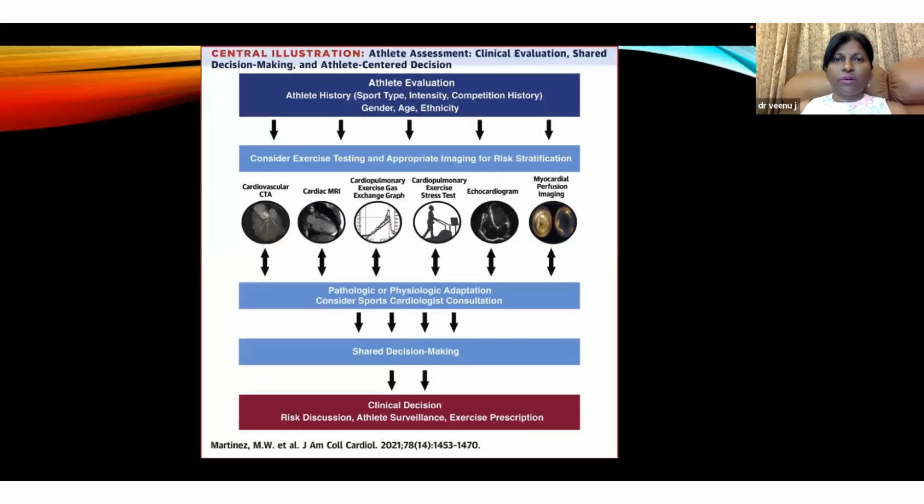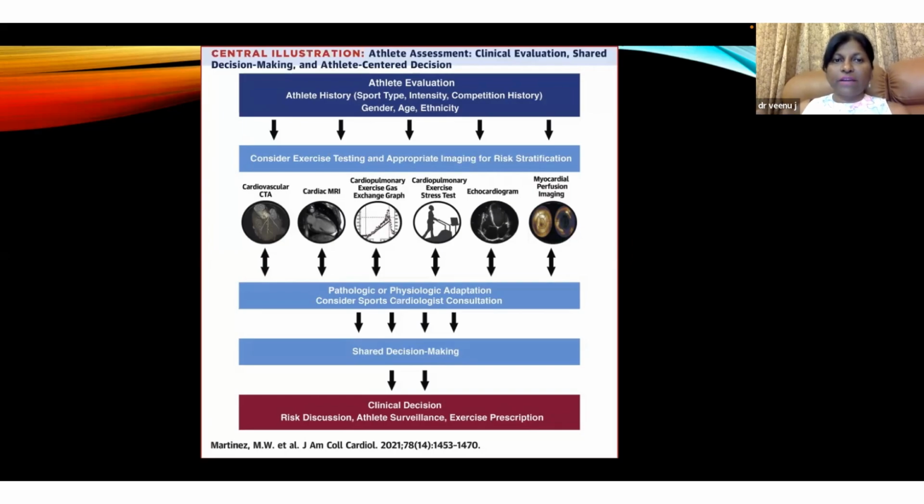So when we look at evaluation of an athlete for decision making, first we are looking at the athletic history. What type of sport? What is the intensity of the sport? And duration. How much duration they are actually practicing every day. And competition history. Then we look at the gender, because men are more prone. Age we are going to look at, and the ethnicity.